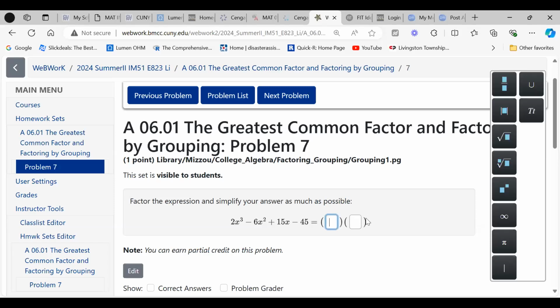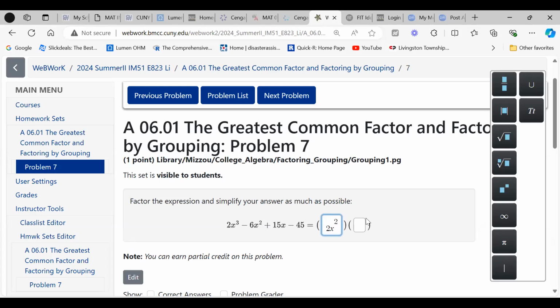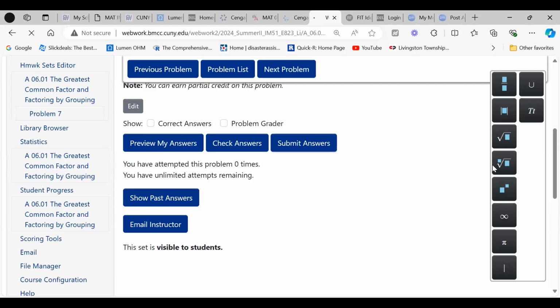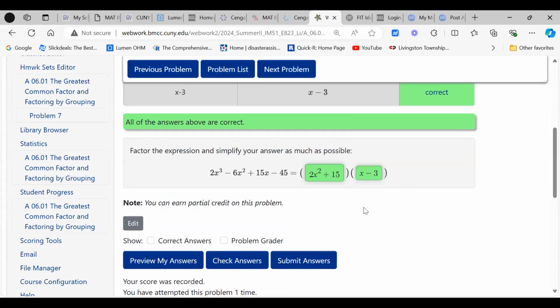So 2x squared plus 15. That's the first box. Second box, x minus 3. x minus 3. Yep, they're both correct, right?